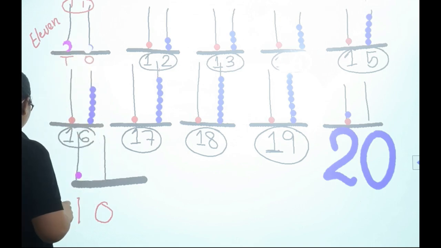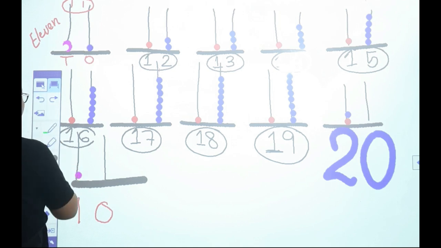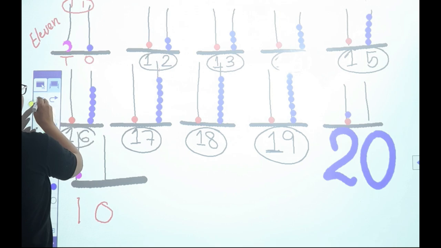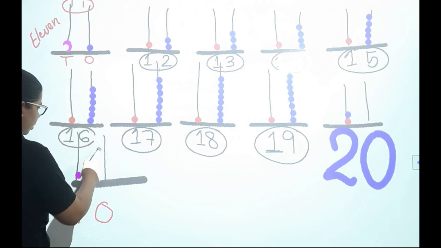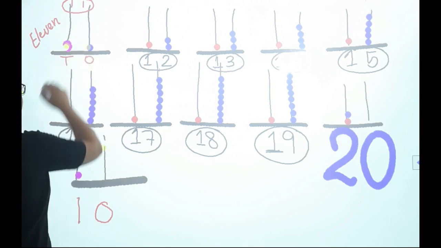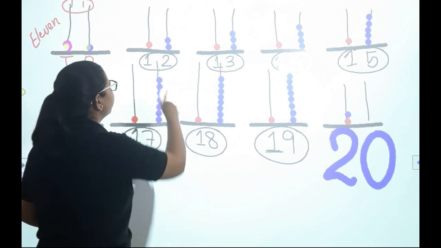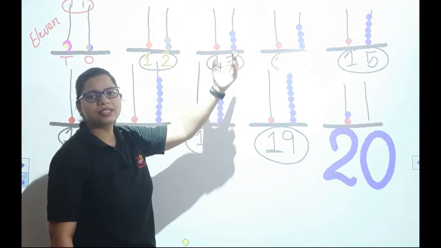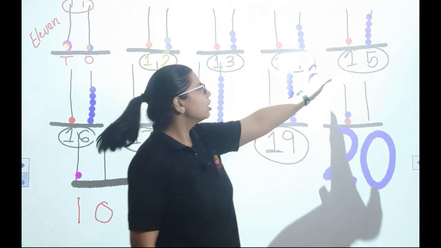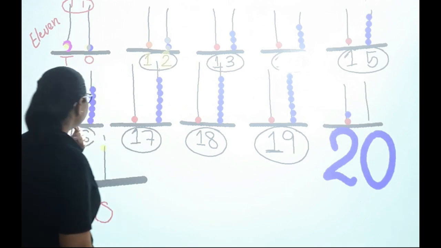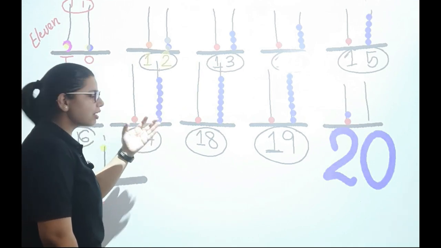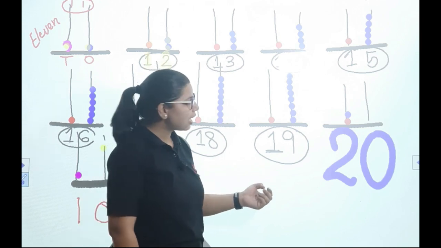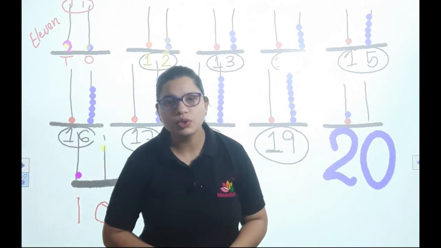Let's say for example, one bead, one tens, one ones, 11. One tens, two ones. One tens, three ones, 13. One tens, four ones, 14. One tens, five ones, 15. One tens, six ones, 16. One tens, seven ones, 17. One tens, eight ones, 18. One tens, nine ones, 19. And two tens means 20.